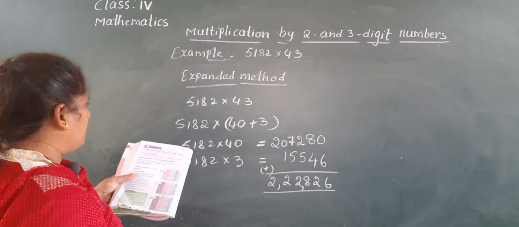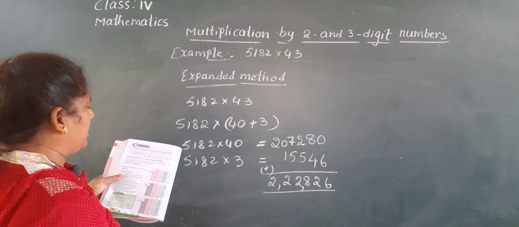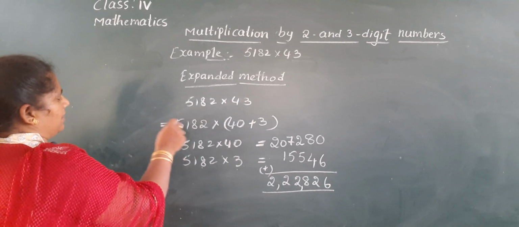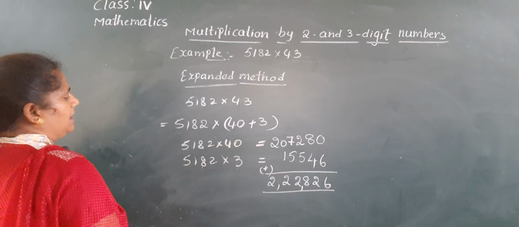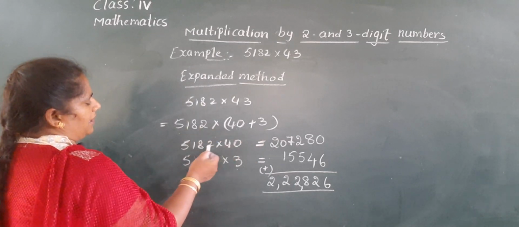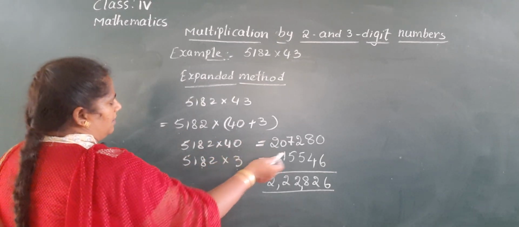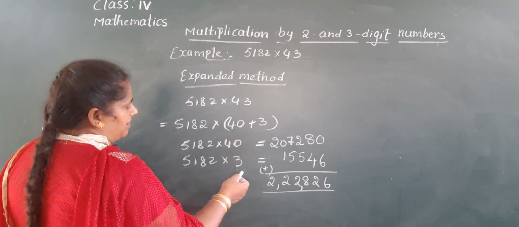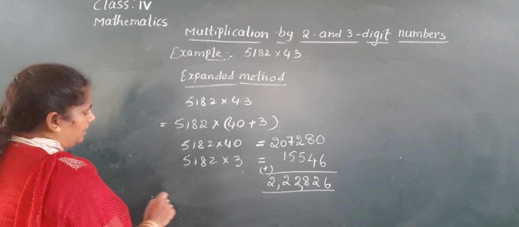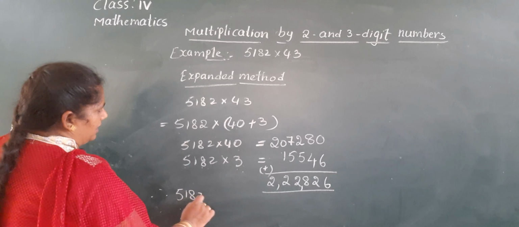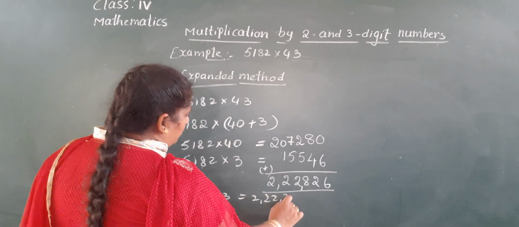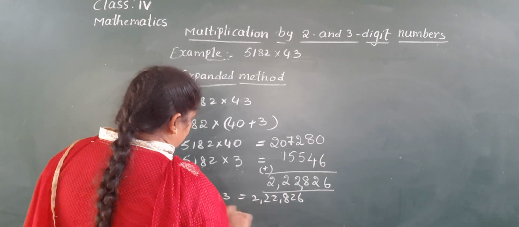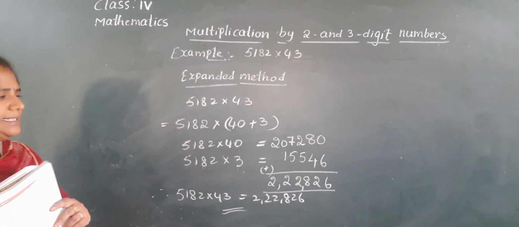So 5,182 into 43 can be written as 40 plus 3. Now we multiply 5,182 into 40 and 5,182 into 3. Now you add these products. Therefore 5,182 into 43 is equal to 2,22,826. Okay, this is the answer.